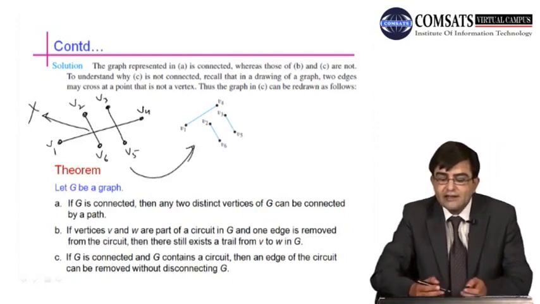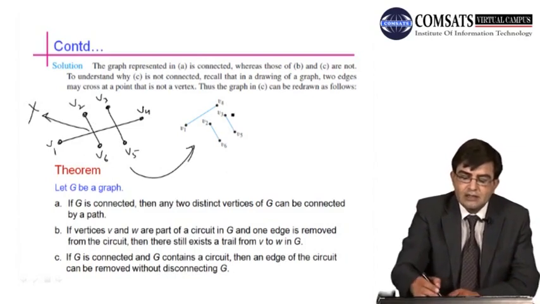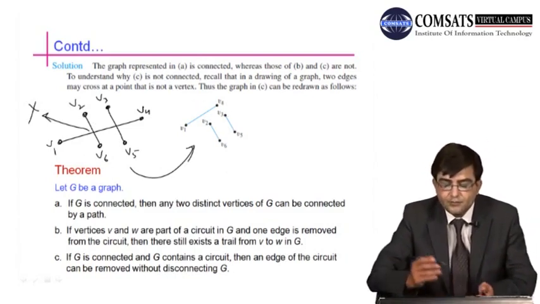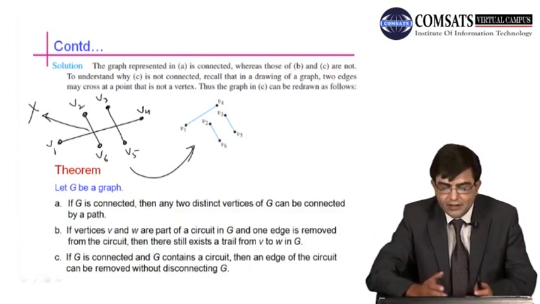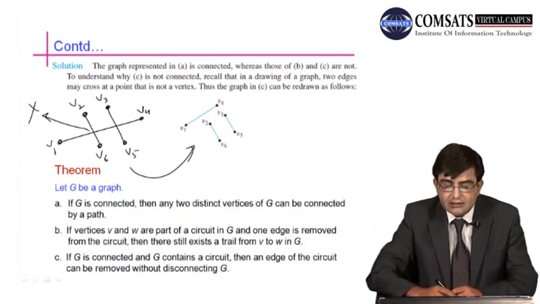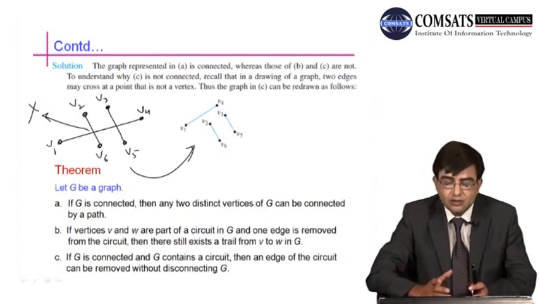Now you can see that these components basically are not connected. Here there is no walk from V1 to V6, from V1 to V3, from V1 to V5. So how can we say that this graph is not connected?